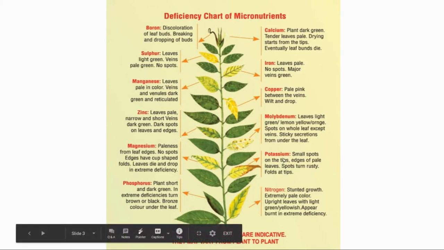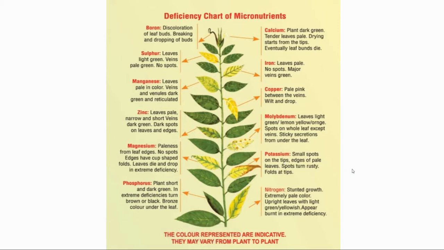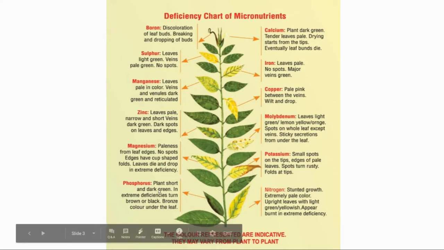We'll kind of look at potassium here. It's a great example of deficiency in potassium. Small spots on the tip, edges of pale leaves, spots turn rusty. Okay, the tips of the leaves will get rusty. All right. Phosphorus is another one. You would get smaller leaves. Okay, darker, smaller leaves. It's a pretty typical sign.